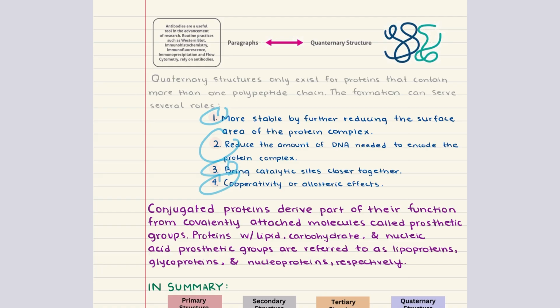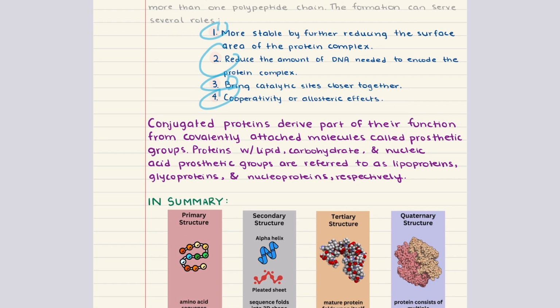There's one last concept to mention here, and that is conjugated proteins. These are proteins that require a non-protein component called a prosthetic group to function properly. Prosthetic groups are covalently attached, and they're essential to the protein's role. If the prosthetic group is a lipid, the protein is called a lipoprotein. If it's a carbohydrate, it's a glycoprotein. And if it's a nucleic acid, we call it a nucleoprotein.